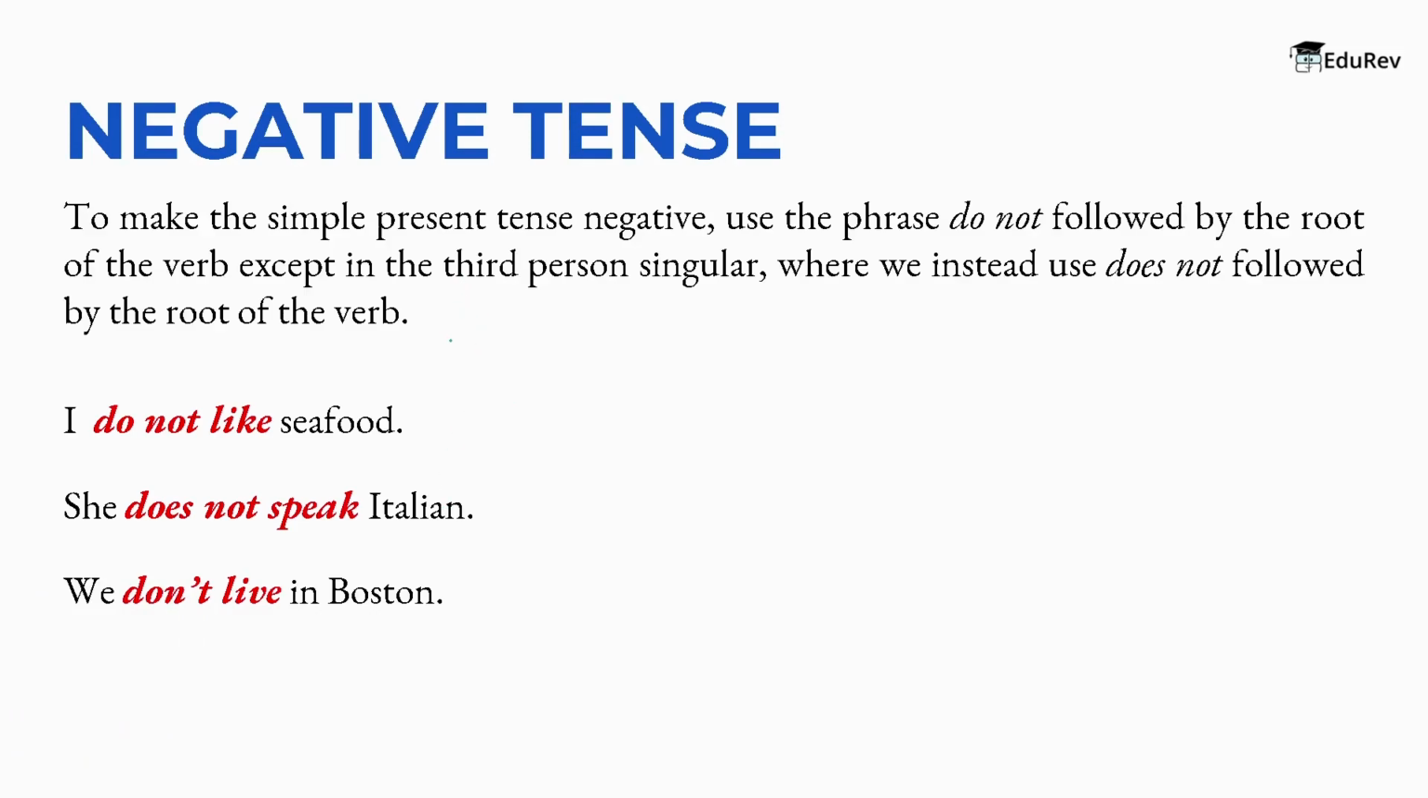Alright, let's see how we can make simple present tense negative. To make the simple present tense negative, we use the phrase do not followed by the root verb except in the third person singular, where we instead use does not followed by the root word. So we use do not, or we use what? Does not followed by the root of the verb. The contractions, that is don't and doesn't, can also be used. So for do not we can write don't, and for does not we can write doesn't.